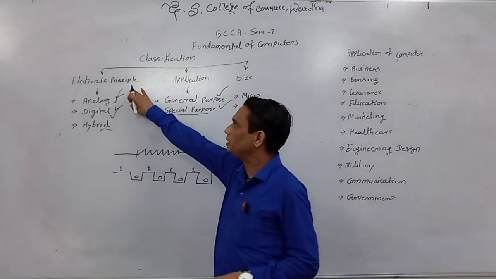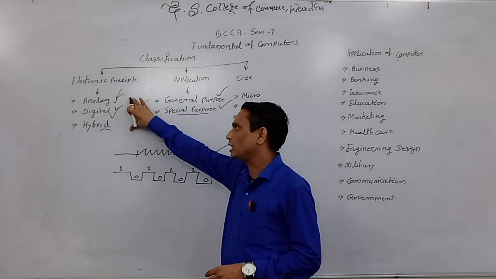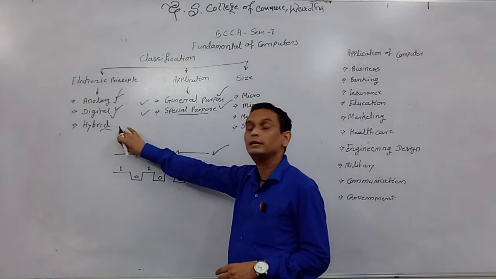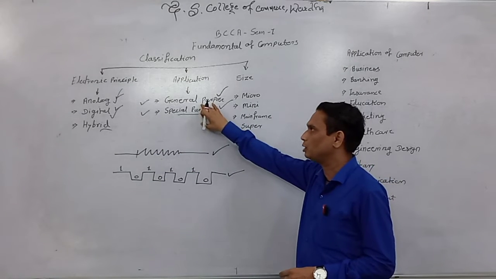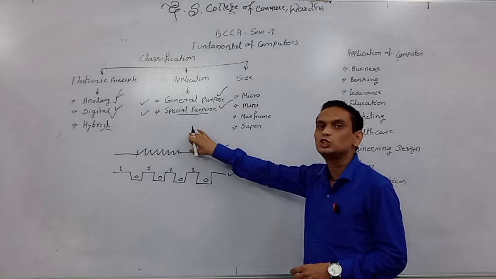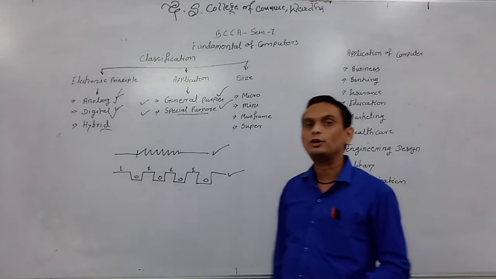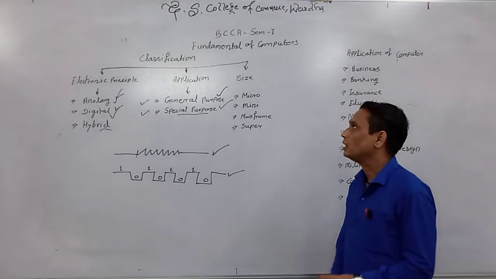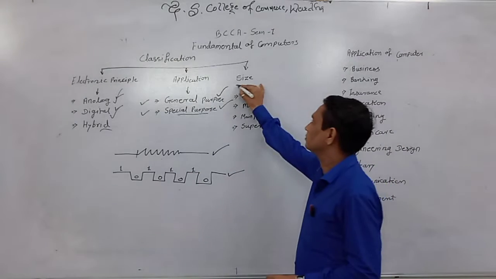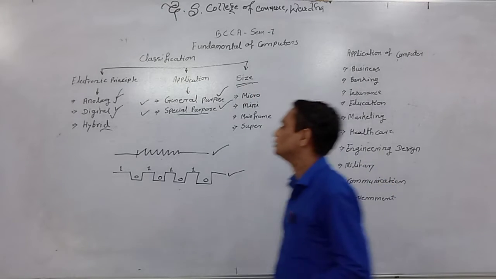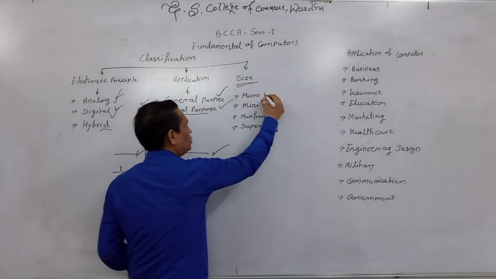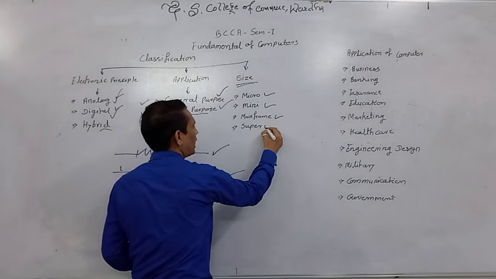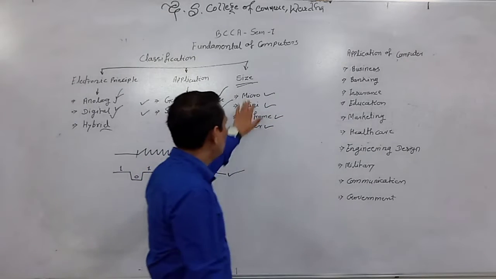So electronically we have three types: analog computer, digital computer and hybrid computer. According to application, we have two types of computer: general purpose and special purpose. The most important type of classification is size. According to size we have four types of computers, that is micro, mini, mainframe and supercomputer.